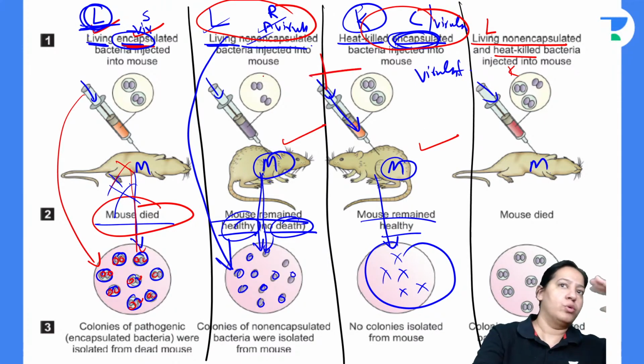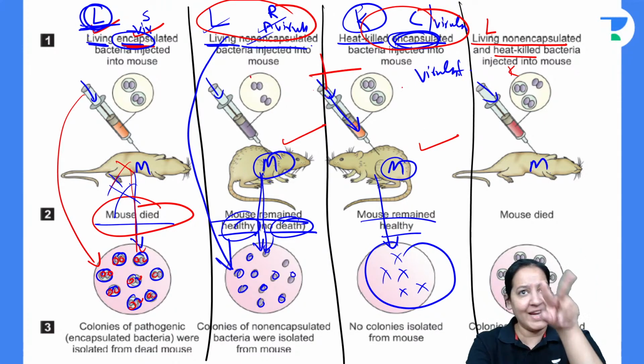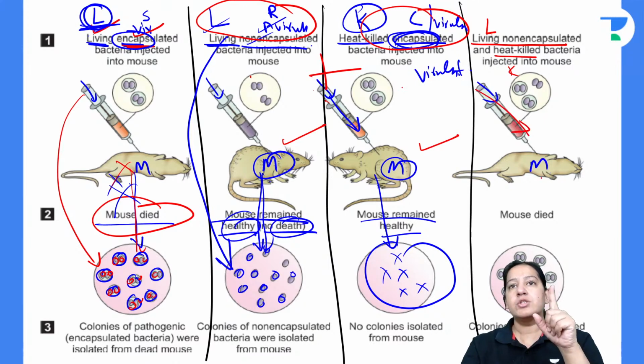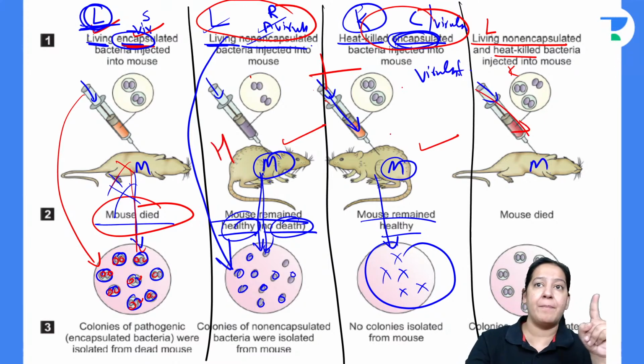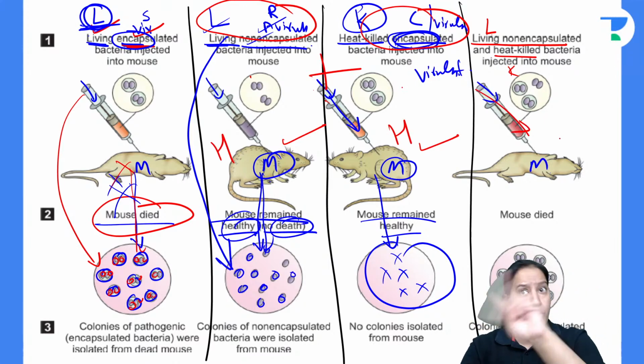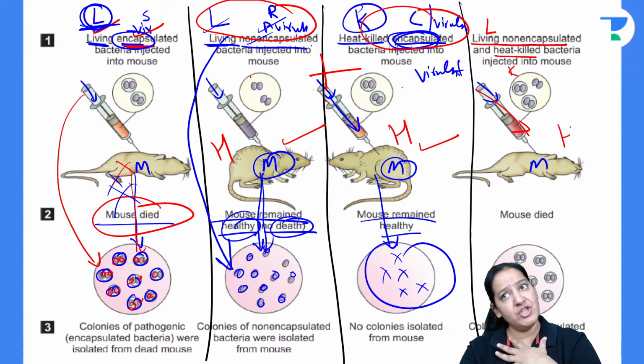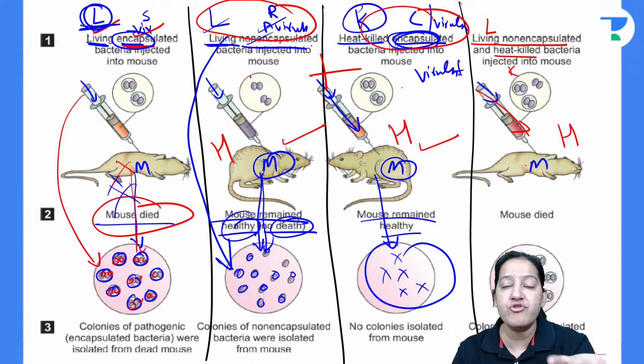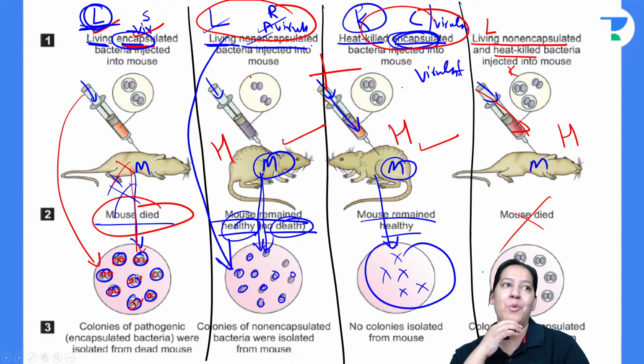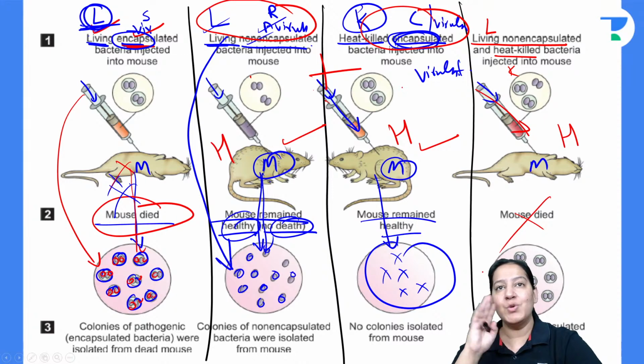We are combining the two. The second and the third situation we are combining in one injection and putting inside. So here the mouse is healthy, here also the mouse is healthy. So on combination we were expecting the mouse should be healthy. But on the contrary, the mouse is dead. Oh my God. Why is it happening? The mouse is dead. You got my point?